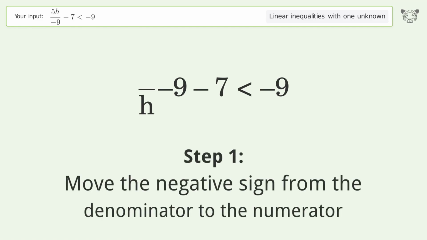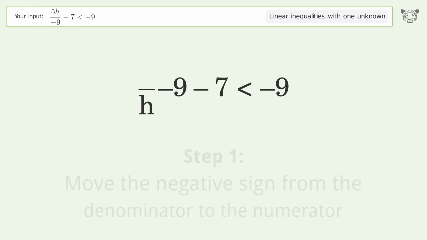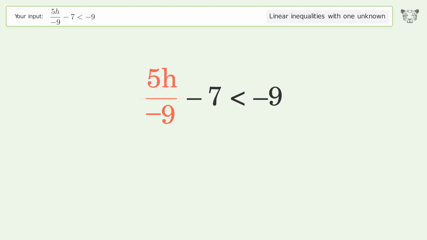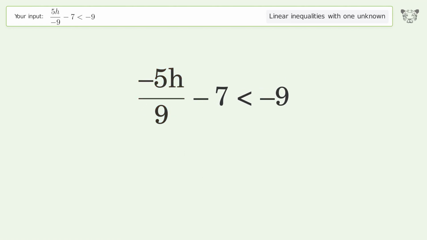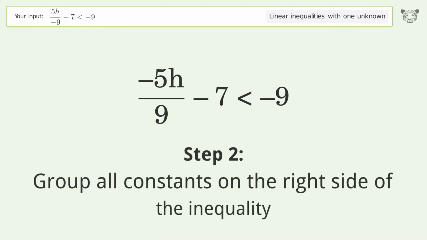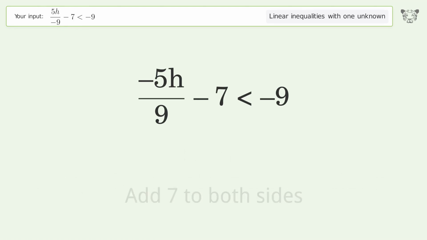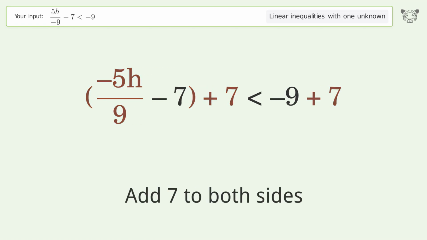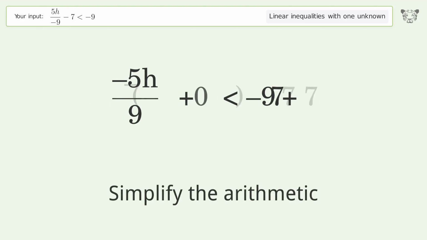Move the negative sign from the denominator to the numerator. Group all constants on the right side of the inequality. Add 7 to both sides. Simplify the arithmetic.